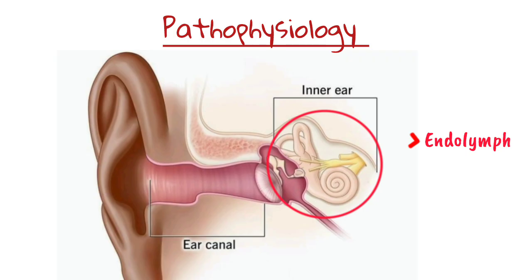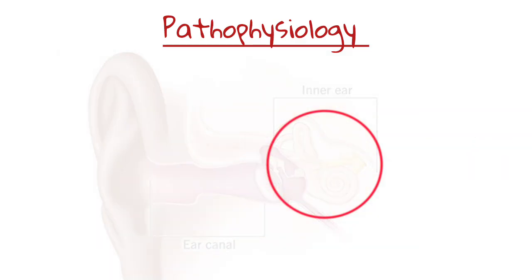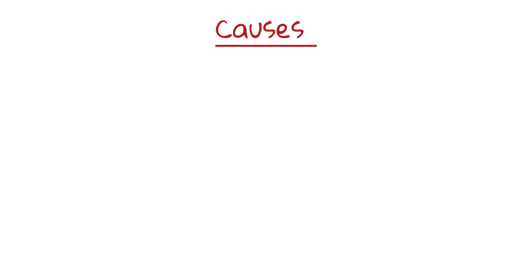When the head moves, the endolymph shifts and stimulates tiny hair-like structures called stereocilia, which are located in the ampulla. These hair cells generate impulses that are transmitted via the vestibular nerve to the vestibular nucleus in the brainstem and to the cerebellum. The vestibular nucleus relays information to the eye movement control center, the thalamus, the spinal cord, and the cerebellum. This complex coordination enables the body to maintain balance and stabilize visual movement. Next, let's talk about the causes of vertigo.